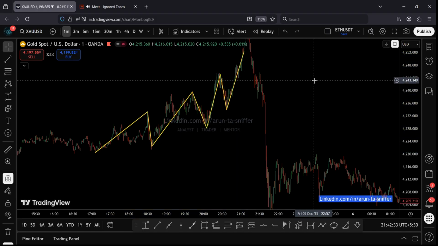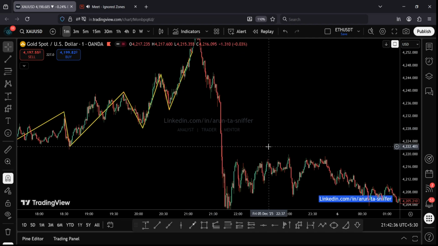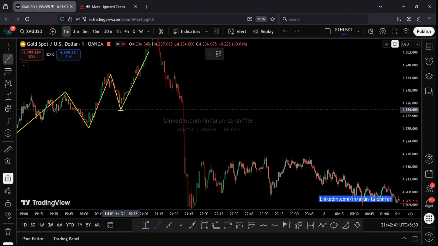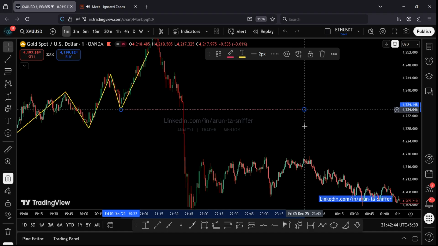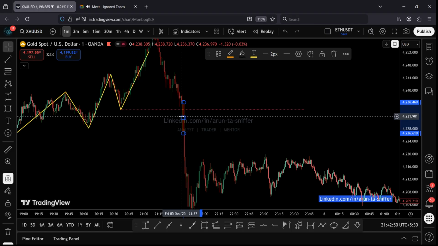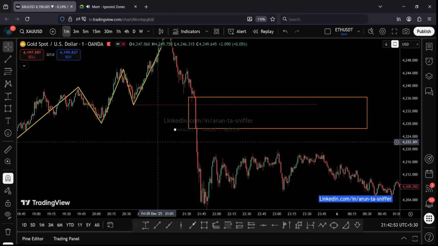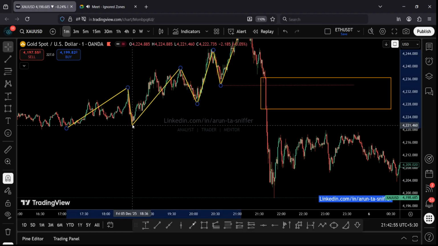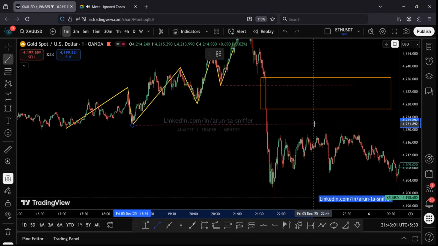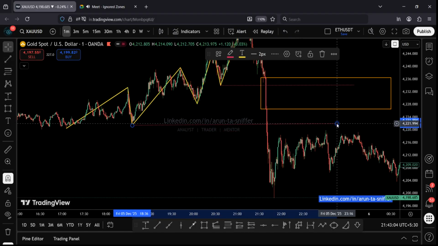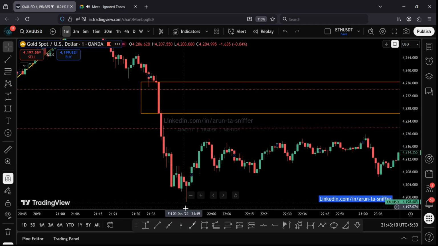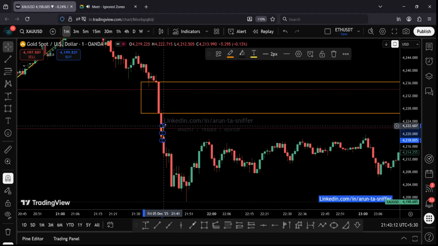Then price goes up again. Okay. When price comes down, this was the third drive. We have a zone here. And this was the first drive. We have a zone here. Price comes down, breaks this, pulls back a bit here. This was our zone.